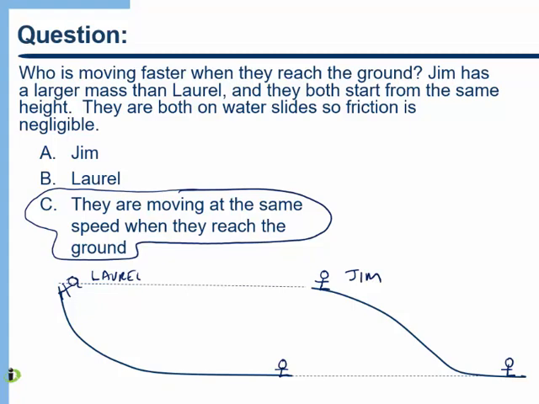Just to add another person to the mix, if we took John, that's me, and let's say we just drop me. I'll give myself a little bit of water here to land in. How would my speed at the bottom compare? Well, it turns out that my speed, when I've fallen through the same height as Laurel and Jim have gone through, is also going to be the same. And so once we understand the concept of potential energy, we should be able to understand all of that.